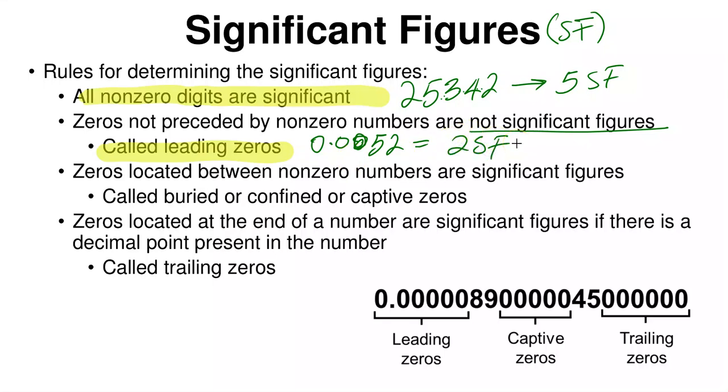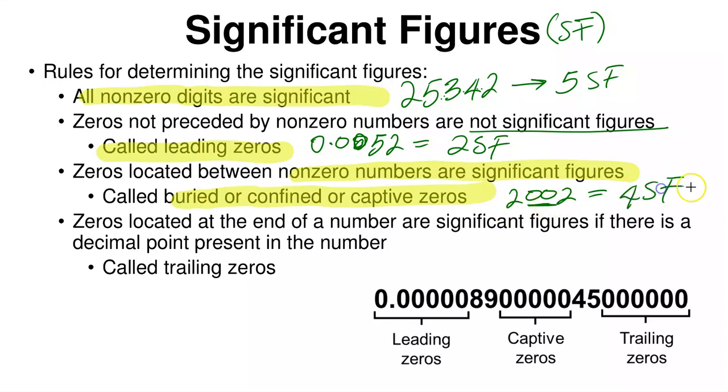Now, look at this one. This one is interesting. It says zeros that are located between the non-zero numbers are significant. We call them buried or confined or captive zeros. If a zero is in between two numbers, that zero is significant. So if I have, for example, 2002, you see the zero is buried in between these two, so the total number of digits is actually 4 sig figs.